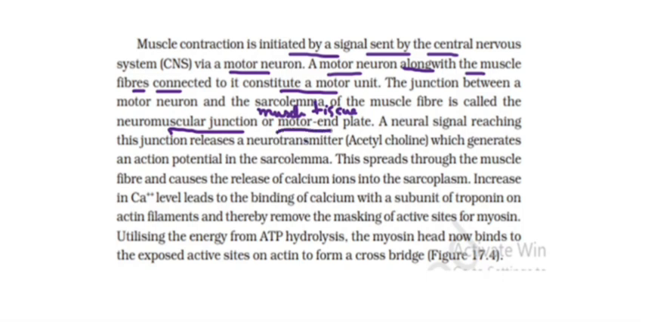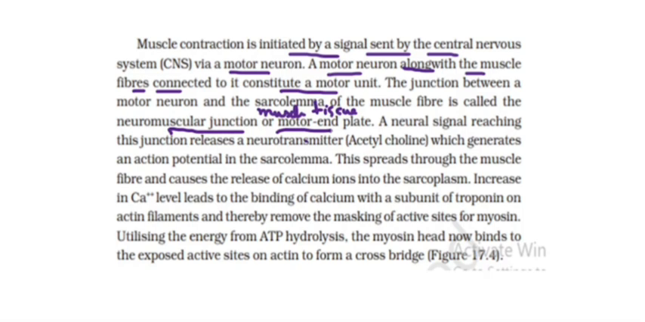A neural signal reaching this junction releases a neurotransmitter, that is acetylcholine. So the signal that reaches this junction is the acetylcholine neurotransmitter, which generates an action potential in the sarcolemma. So basically this acetylcholine generates the action potential in the muscle tissue. This is spread through the muscle fiber and causes the release of calcium ions into the sarcoplasm. So with this transmission of the signal, the sarcolemma releases calcium ions into the sarcoplasm.